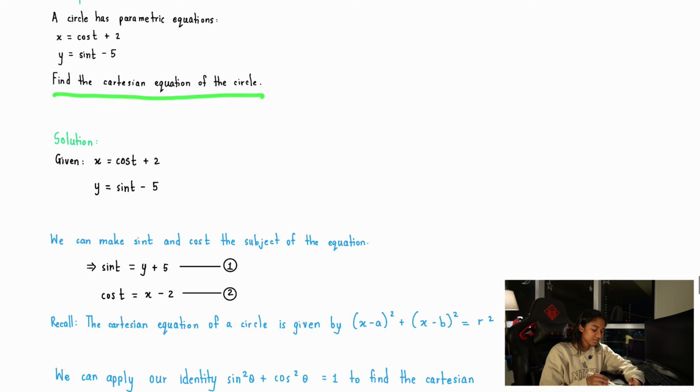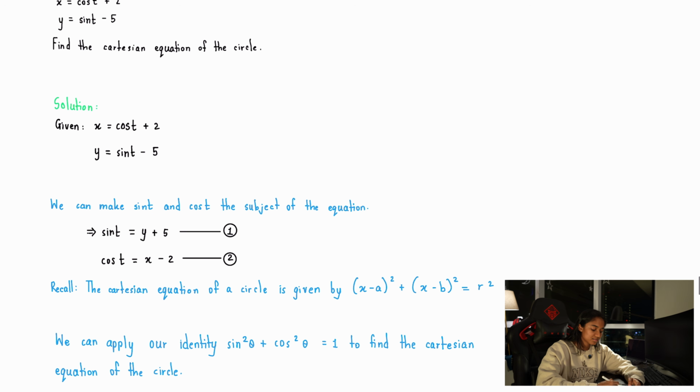So now we are given these two. We can make sin t and cos t the subject of the equation, so we're going to do that. Using these two equations, we just transpose for these two. Recall that the Cartesian equation of a circle is given by this, okay? So we can apply our identity. Yes, identity. I told you identity is going to come up after as well. So here we are. We're going to apply this identity to find the Cartesian equation of the circle.